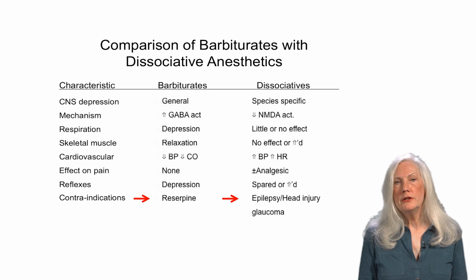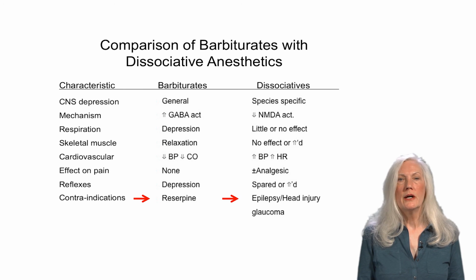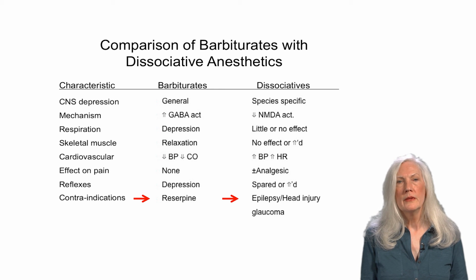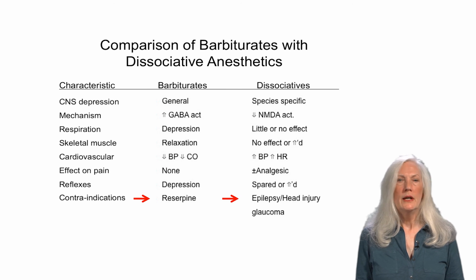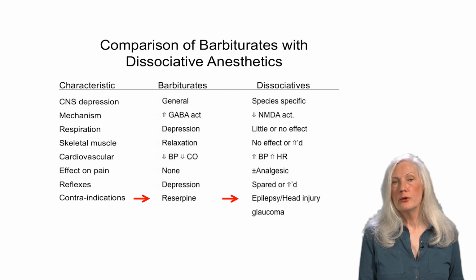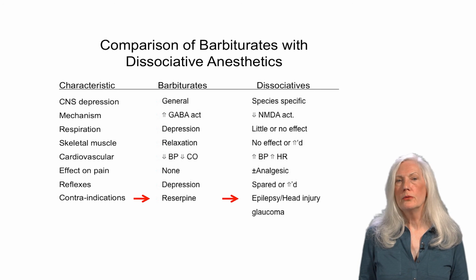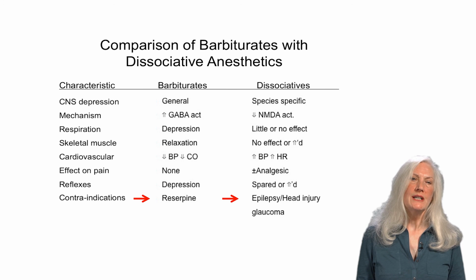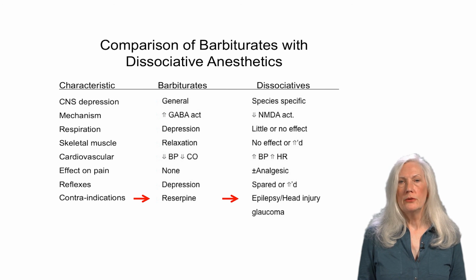Barbiturates are contraindicated in animals on reserpine, and ketamine is contraindicated in epilepsy, head injury, and glaucoma. Knowing the difference between the effects of dissociative anesthetics and other depressant compounds that enhance GABAergic activity, like barbiturates, will allow you to make informed decisions about which type of drug to use for each patient.